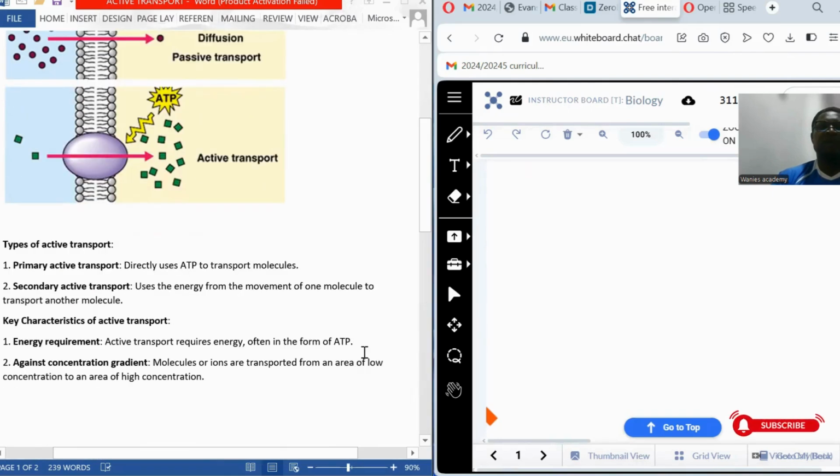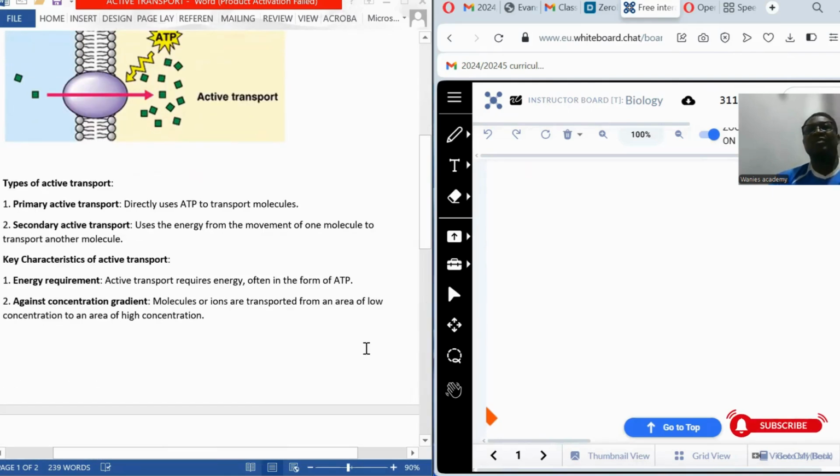Now let's see the types of active transport. We have primary active transport. This uses ATP directly to transport molecules. ATP means adenosine triphosphate. ATP is produced in the process of respiration. It is a form of energy that is the end product of respiration, where glucose is burnt in the presence of air to give carbon dioxide, water, and energy. The energy produced is ATP, stored in the cells to carry out various activities in the cell.